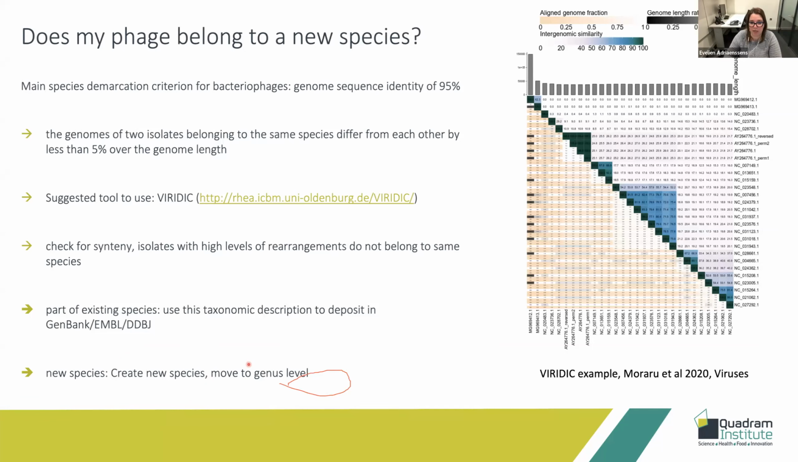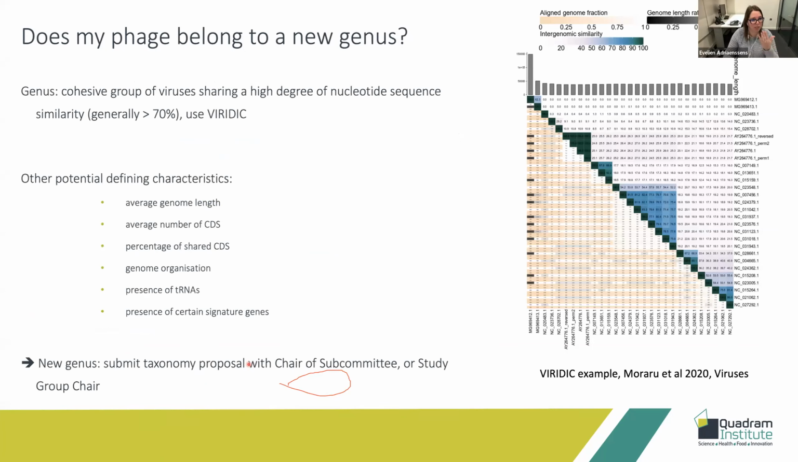But then we can also check whether your phage belongs to a new genus. So what is a genus? It's also just a group of viruses sharing a high degree of nucleotide sequence similarity, generally more than 70%, but it can also have additional defining characteristics, and we look for verification by a phylogenetic tree of at least one of the signature genes.